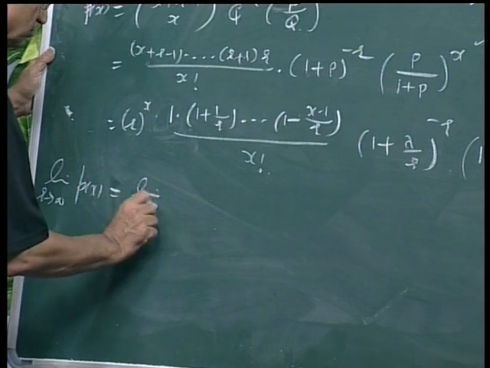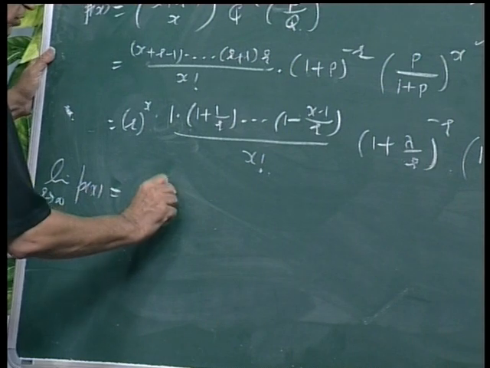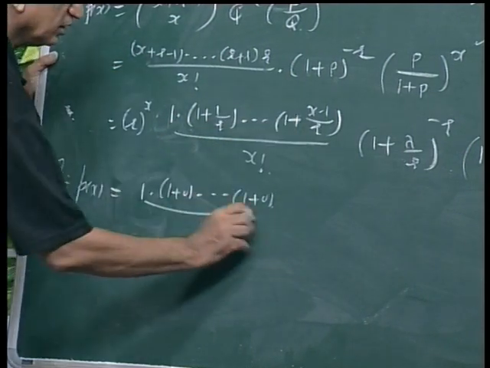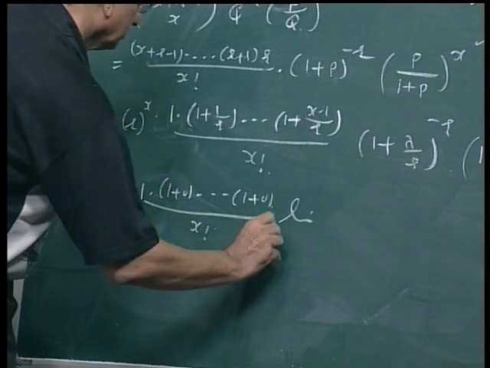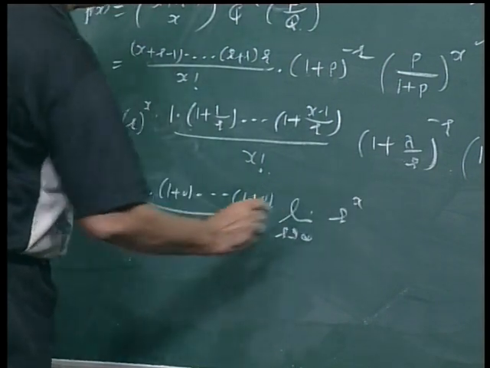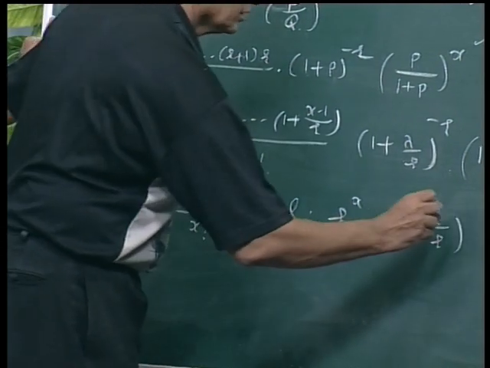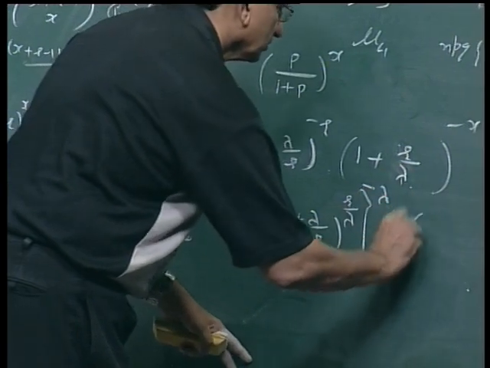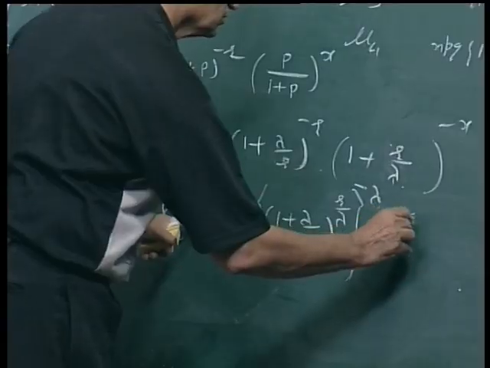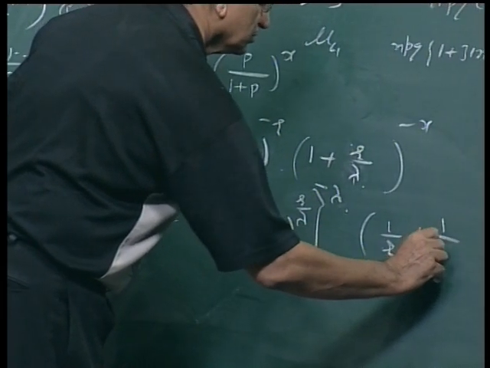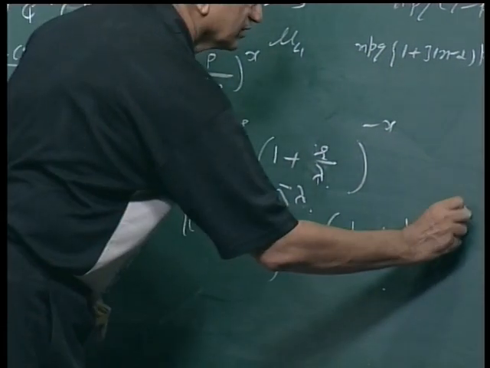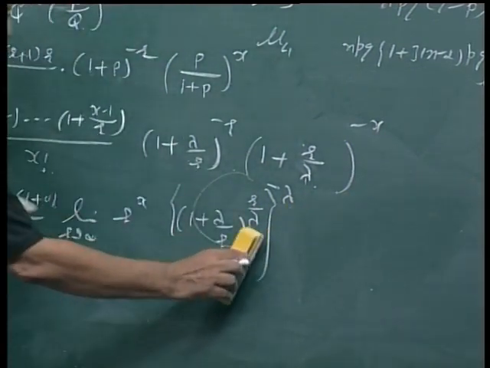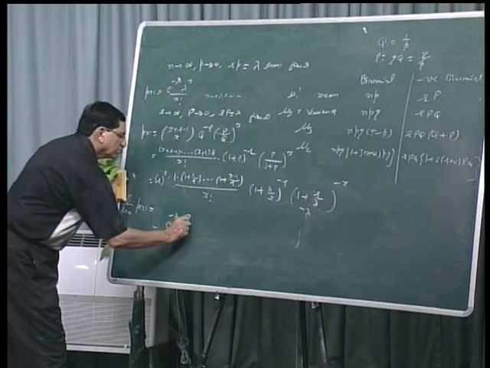then as r tends to infinity, see this becomes 1 plus 0, 1 minus 0, 1 divided by x factorial, limit r tends to infinity, r raised to x, and this is (1 + lambda/r) raised to r upon lambda raised to minus lambda, and I take r raised to x here, so it is (1/r + 1/lambda) raised to minus x, and this is e raised to minus lambda, this is 0 as r tends to infinity, and ultimately this becomes e raised to minus lambda, lambda raised to x upon x factorial.